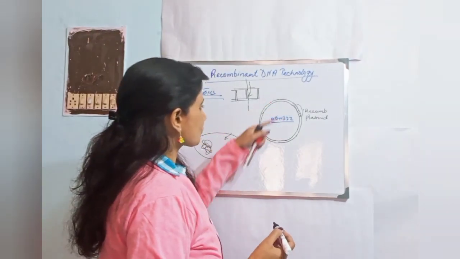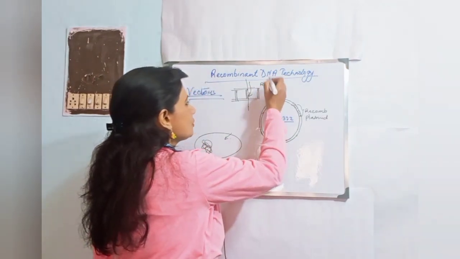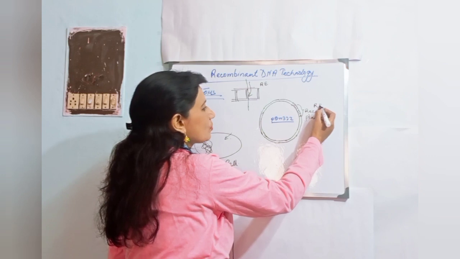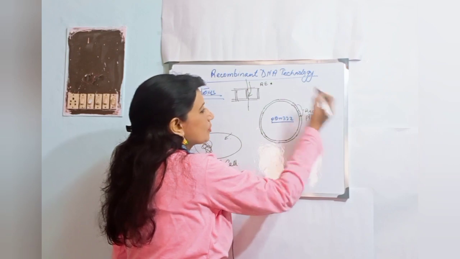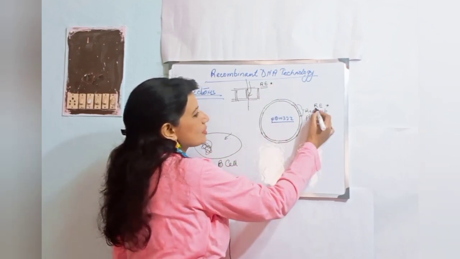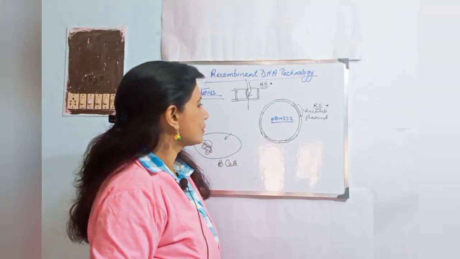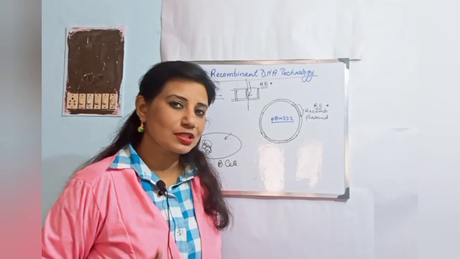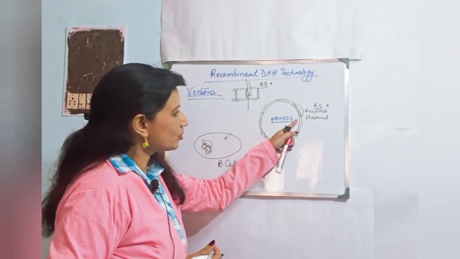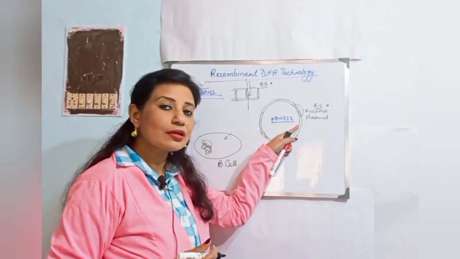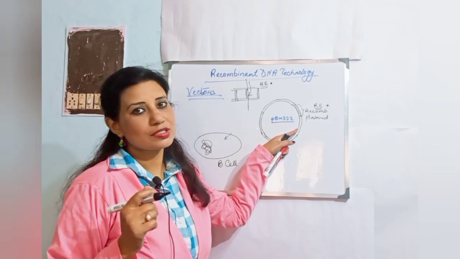And where it will be introduced, there also a restriction enzyme has to be used. A restriction enzyme will cleave here. A restriction enzyme will cleave here also. I will put stars to make you understand that the same restriction endonuclease should be used. There are so many restriction enzymes, but you need to use the same restriction endonuclease to cleave my target gene and the vector, so that I can prepare a recombinant plasmid. So the first point is the same restriction enzyme.